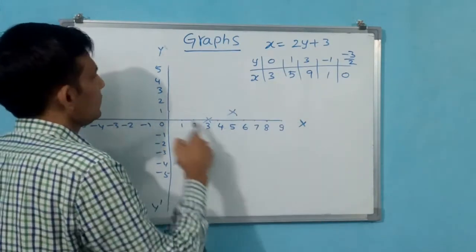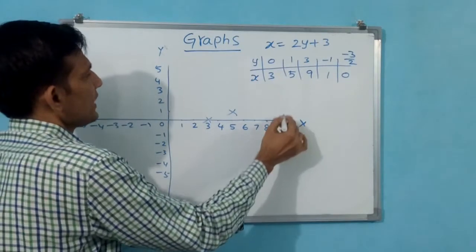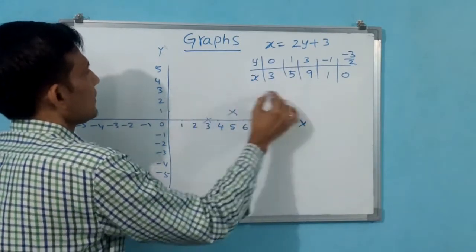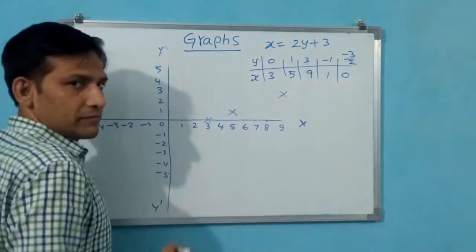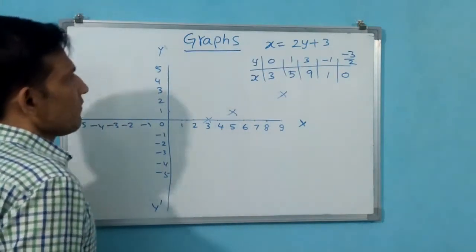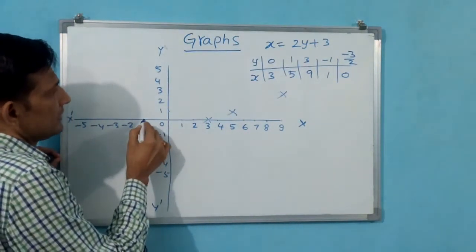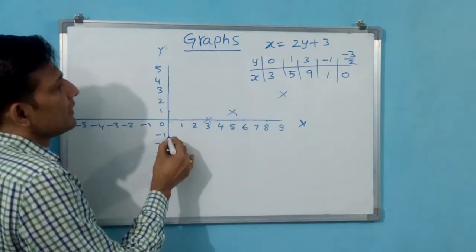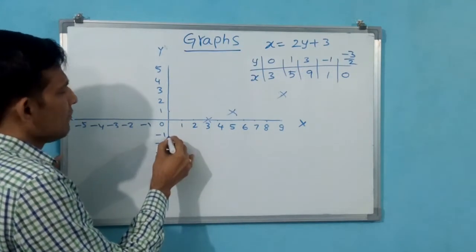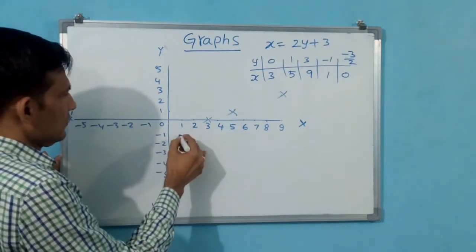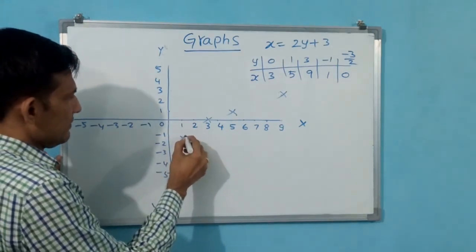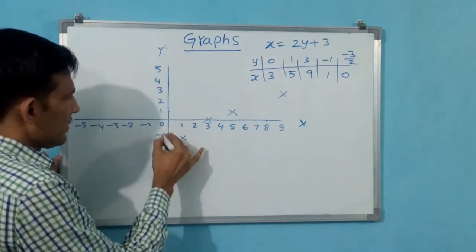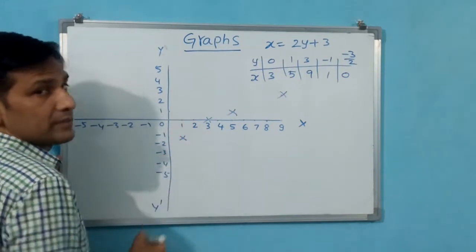When y is equal to 3, x is equal to 9. When y is equal to -1, x is equal to how much? X is equal to 1. Say this is the graph. Y is equal to -1, x is equal to 1. This is the point.